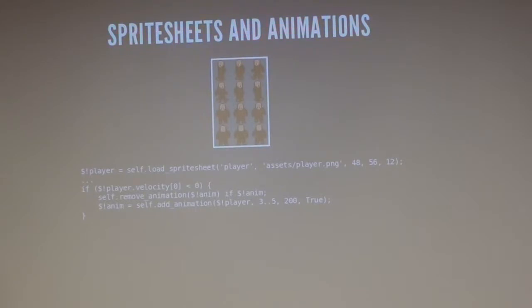So if your player object has a horizontal velocity less than 0, so it's going left, you can remove the previous animation and add a new animation. So add animation for the player, frames 3 to 5. So 0, 1, 2, 3, 4, 5. Yeah, these three. The frame changes every 200 milliseconds, and true for looping. So when it's over, it starts over again and over again. And Asteroids takes care of that, changing those frames, so you don't have to do it yourself.